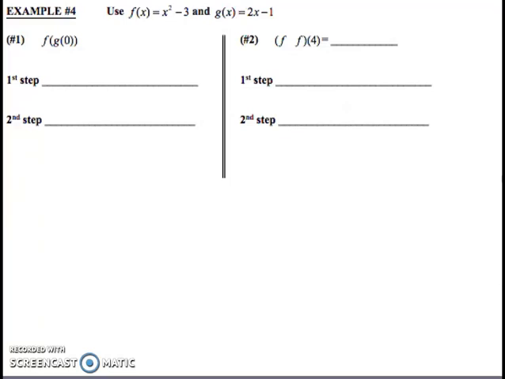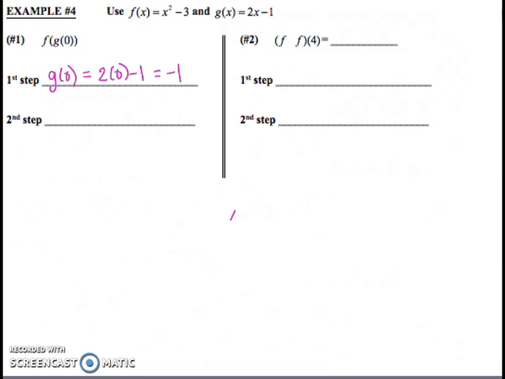Let's try one more example. We've got a function f of x being x squared minus 3, and g of x is 2x minus 1. In problem number 1, they want us to find f of g of 0. So what that means is we're going to start inside. We're going to find g of 0 first. G of 0 just means that we take the g function and plug 0 in for the variable. So g of 0 is going to be equal to 2 times 0 minus 1. 2 times 0 is 0. 0 minus 1 is negative 1. So g of 0 is negative 1.